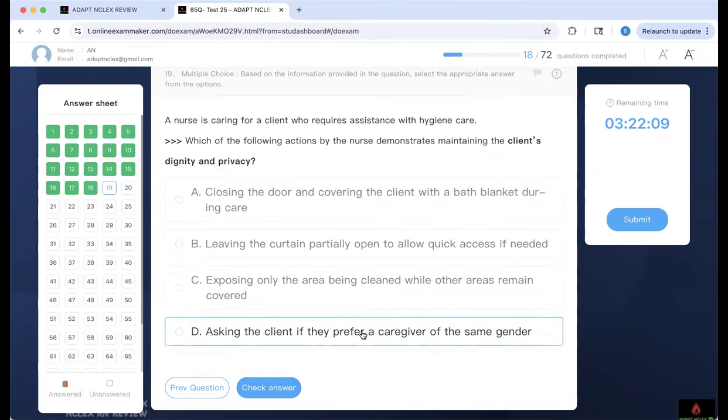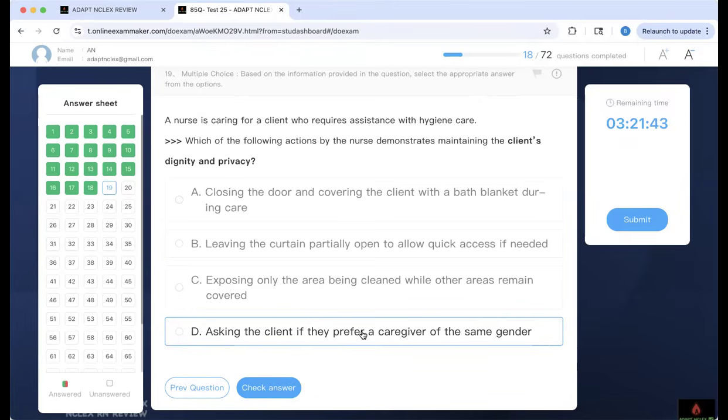And a nurse is caring for a client who requires assistance with hygiene care. Which of the following actions by the nurse demonstrates maintaining the client's dignity and privacy? 2026 NCLEX test plan. This is one of them. You have to know how to answer the question. Client dignity and privacy. Look at it. Make sure the sentence is describing dignity and privacy.